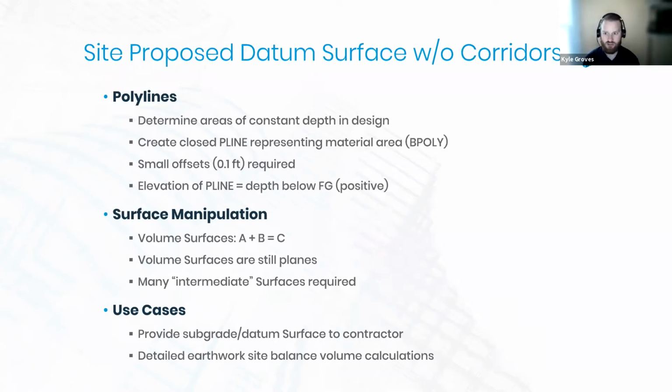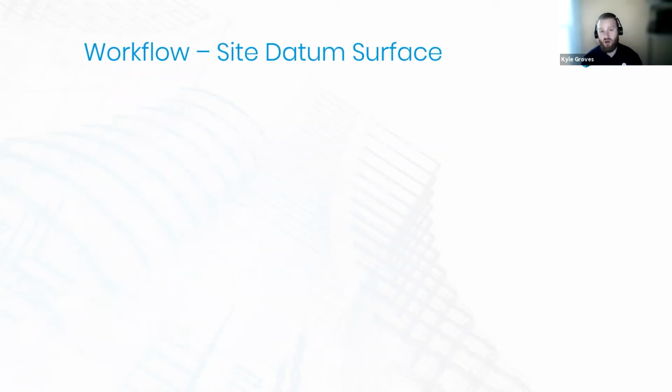We don't want to implement a design that's going to be 100% cut or 100% fill unless we absolutely have to, because that's really expensive. It's one of the most expensive things we can do in civil engineering, moving dirt when we don't have to. So with that, that's what we need to know. Let's talk about the workflow and hop in and do that.